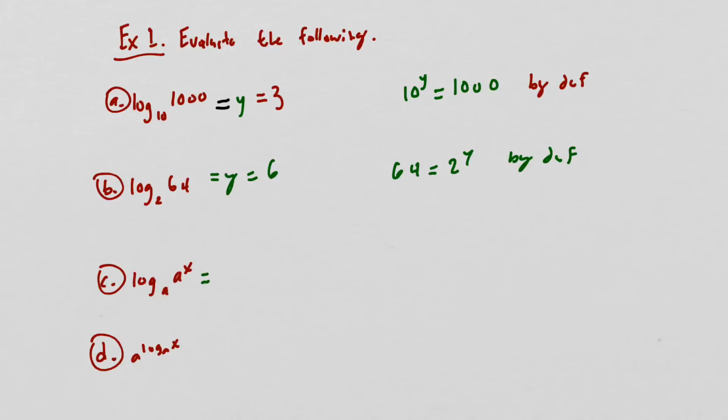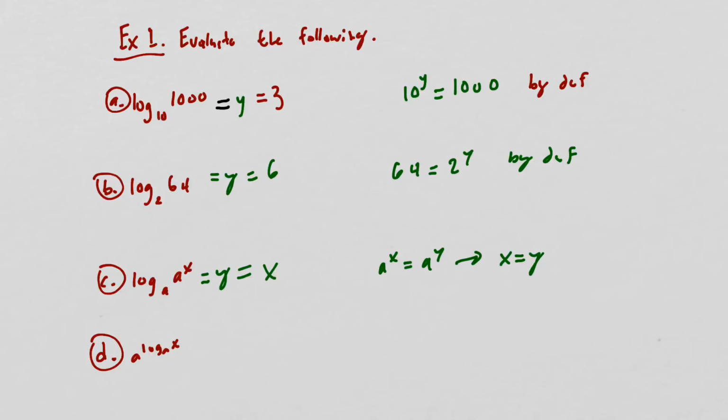Again, we're going to look at part C and part D the very same way. In part C, we're going to set this equal to y, and then we're going to write this as an exponential. We have that a^x is equal to a^y. And in this case, we know that x is equal to y because our exponential function is one-to-one. So we get that this is equal to x.